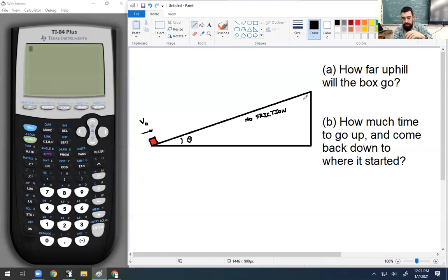So what I'm not asking about is the acceleration of the box, but we do need to know what the acceleration of the box is. So how far uphill from this point? The box is going to get up to a certain height, like up here. And we don't know how far it's going to get.